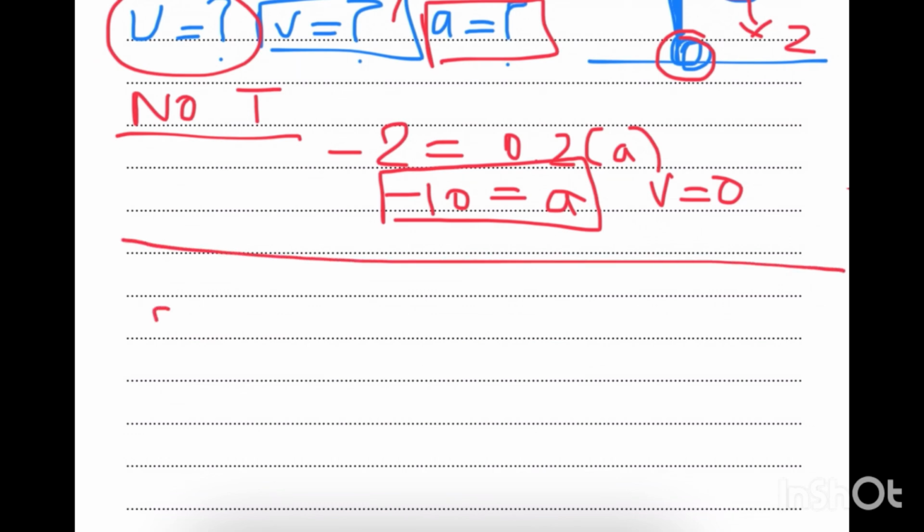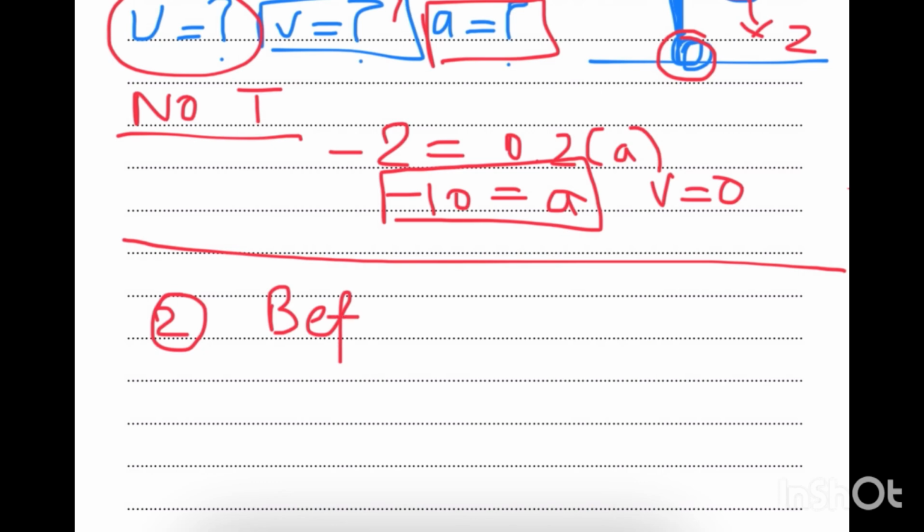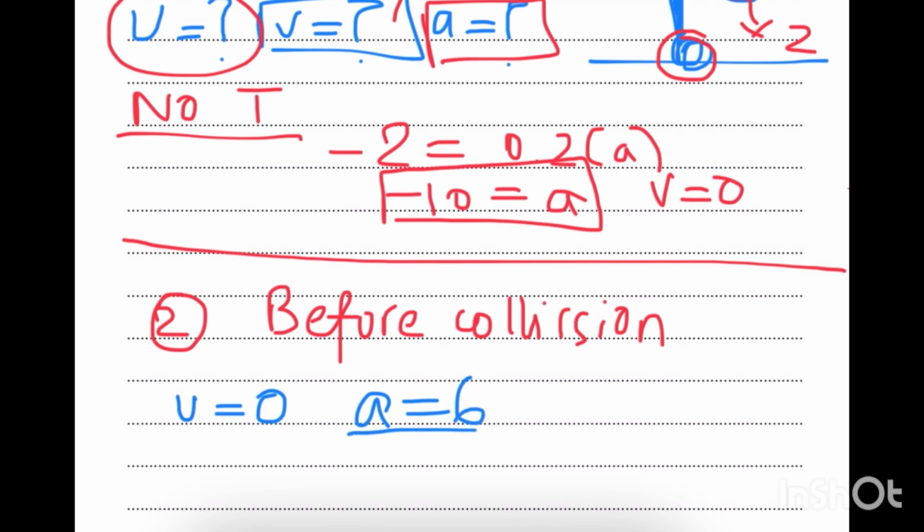Now we will look at the part of the journey before collision. They said that the entire system was released from rest, making the initial velocity equal to 0, and we found out the acceleration in part A, which was 6. This was when they were connected by a string. The final velocity is unknown, and since the particle hits the floor, we know that the distance is equal to 0.5.